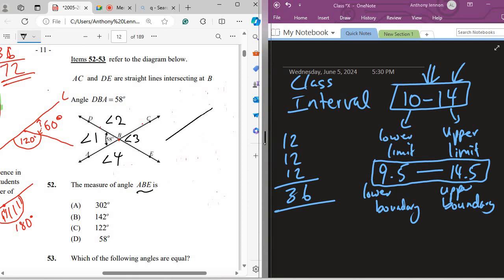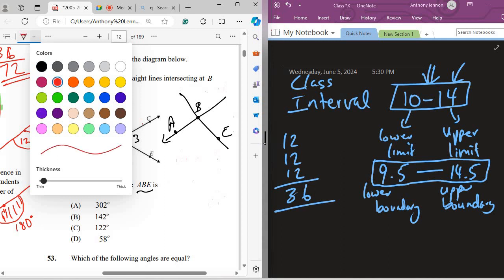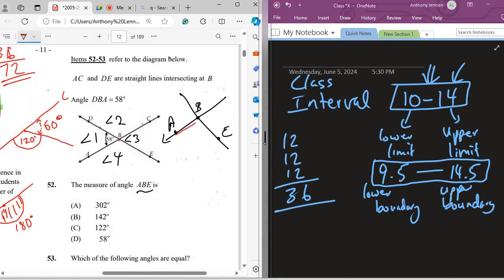So again, let me show what I'm talking about. Right here, that's A. Center, that's B. And right here, that's E. I'm just explaining that to anybody that is probably not sure. We're going from A to B and then down to E. So we talk about this angle right here. Okay?